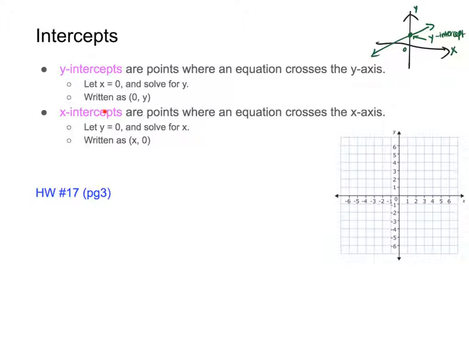Same thing for x-intercepts. They are going to be points that cross the x-axis, such as this point here. So that would be our x-intercept. And for x-intercepts, the y value there is going to be 0. So on the x-axis here, the y value is always going to be 0. And then when you go up, the y becomes positive, and when you go down, the y is negative. So if we let the y equal 0, we can solve for that x value.